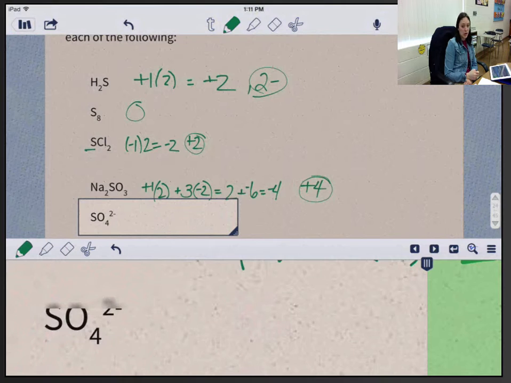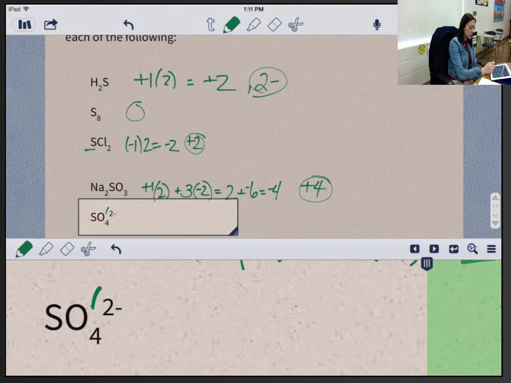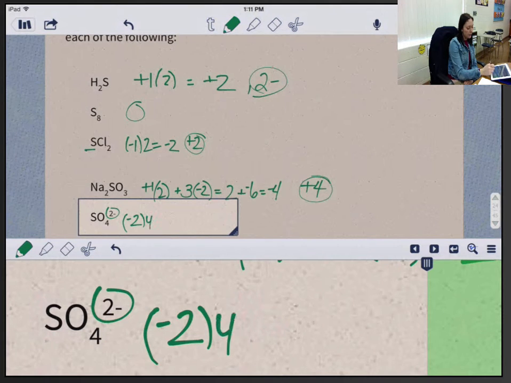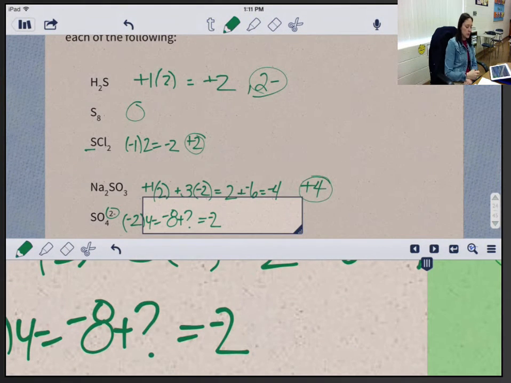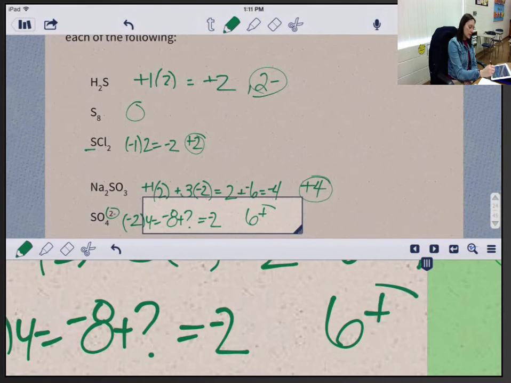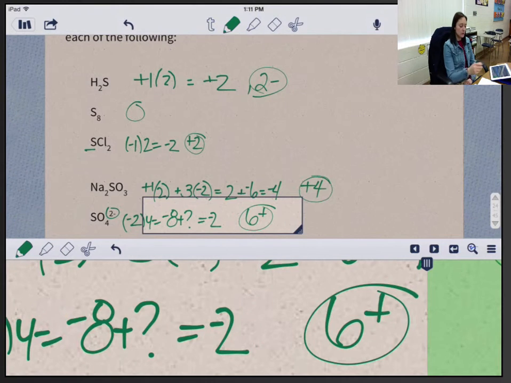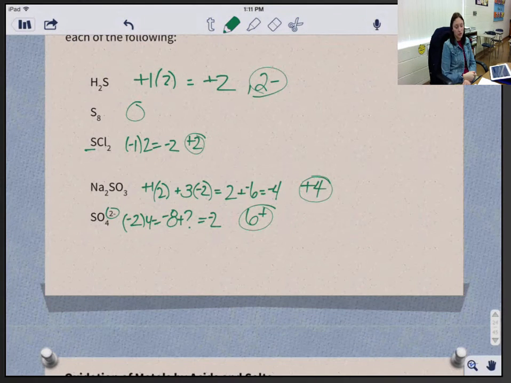SO4 2-, which means overall I have to add up to 2 negative here. Each oxygen is 2 negative. I have 4 of them, which is -8. I have to end with a -2. So that's where you're going to say -8 plus what? It's going to be -2. And so I'm dealing with sulfur here being a +6. So notice how sulfur's oxidation states there could change very widely based on what it is bonded to.